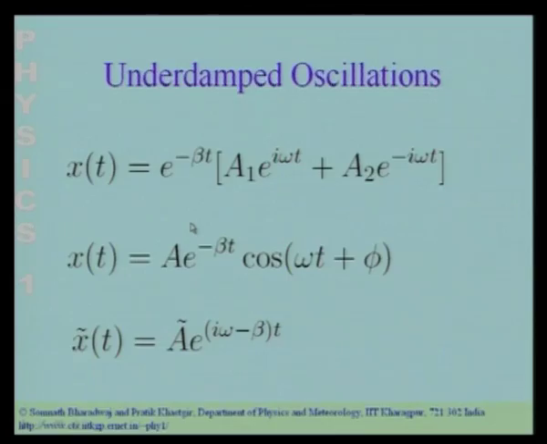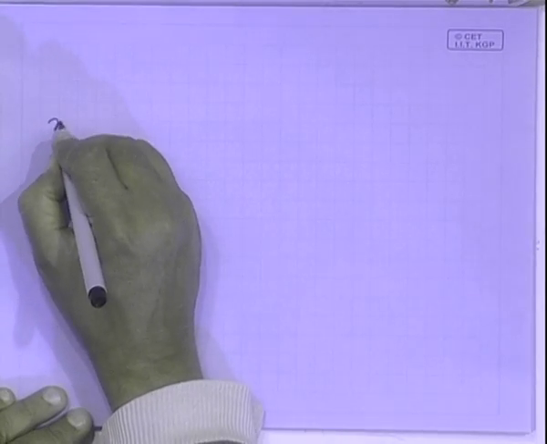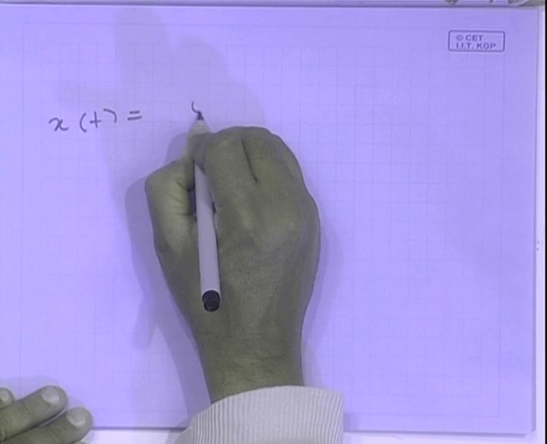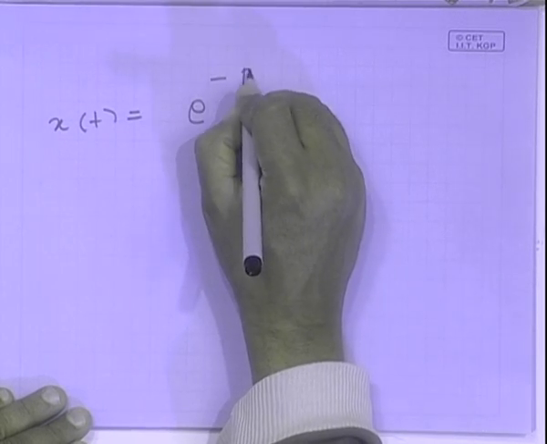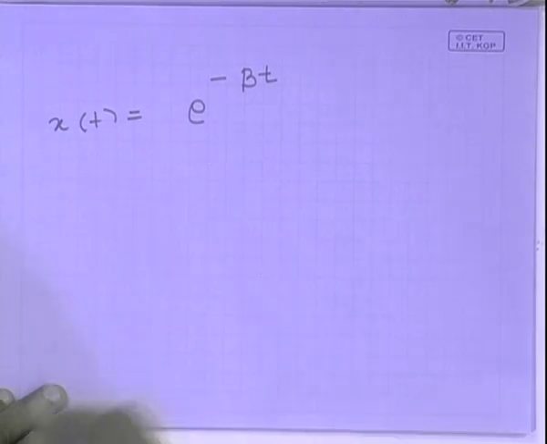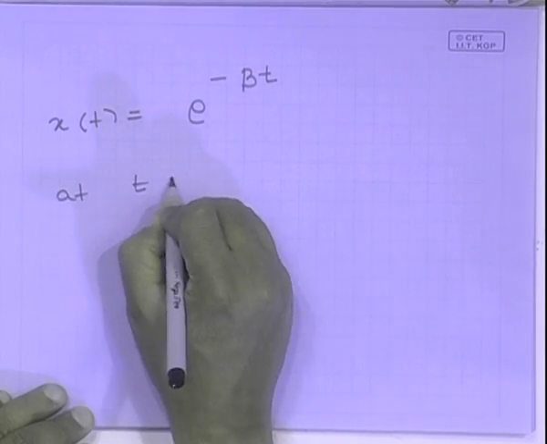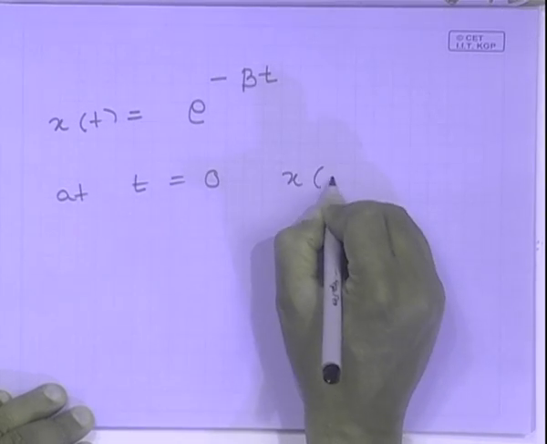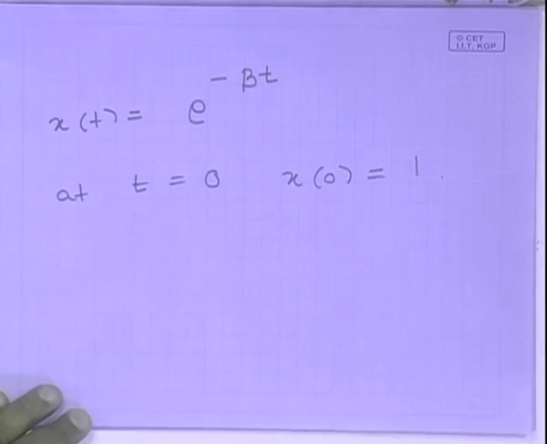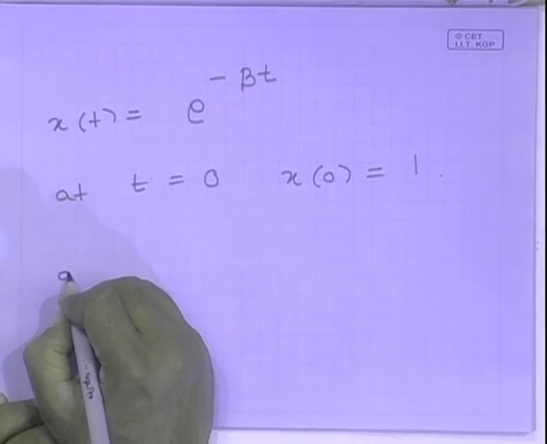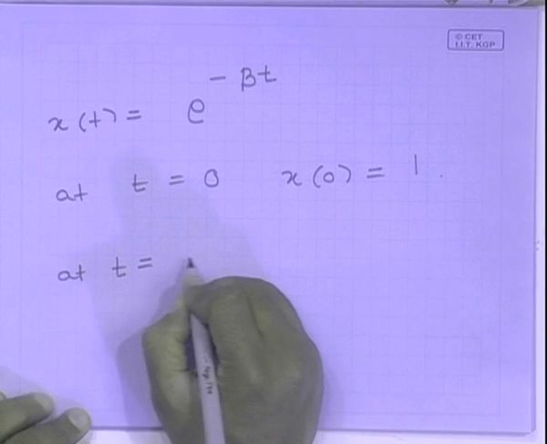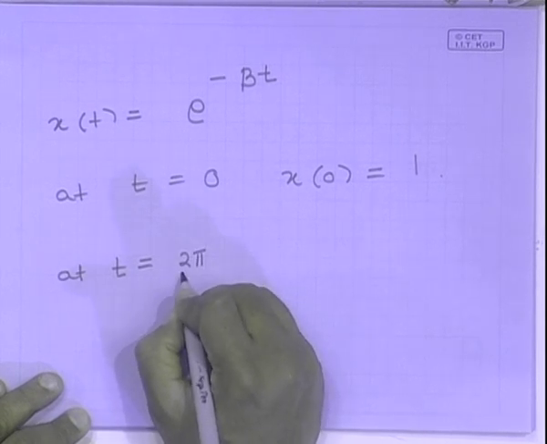In general, the time period is 2 pi by omega. If you ask the question how much does the amplitude go down in one time period of the oscillation, the amplitude of the oscillation falls like this. At t equal to 0, we have x 0 which is equal to 1, and after a time period, that is at t equal to 2 pi by omega.